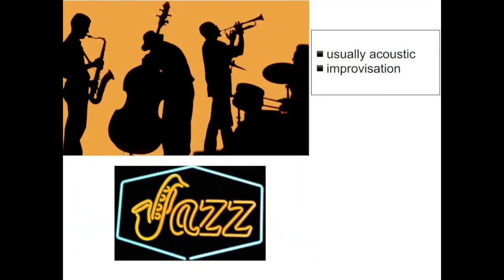Okay, let's take a look at jazz. Jazz music usually includes acoustic instruments and lots of improvisation. Jazz emerged as a new style of music in the early 20th century in the African American communities of New Orleans. Jazz has its origins in blues and ragtime.